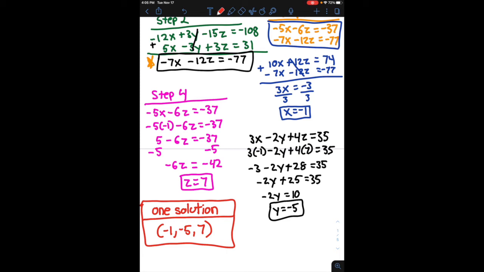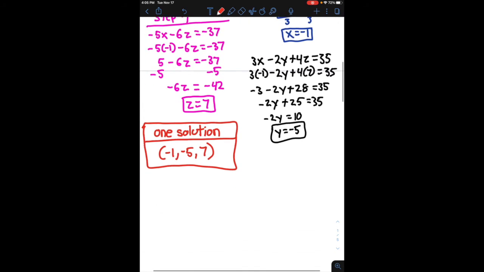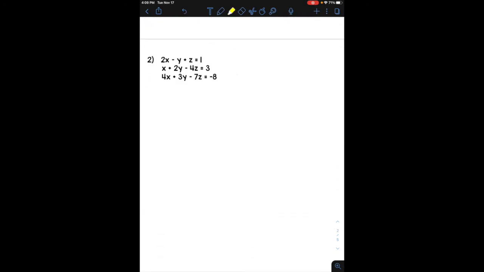Just like a system of 2 equations with 2 variables, we could get one solution, but sometimes we might get many or no solutions. So let's head on to the next problem to see one of those options. Problem number 2, we're going to follow the same steps as problem number 1, in which step 1 says we're going to take 2 out of the 3 equations and eliminate one of the variables.